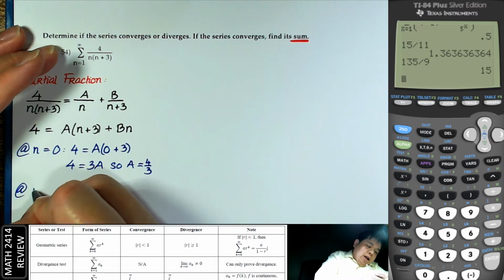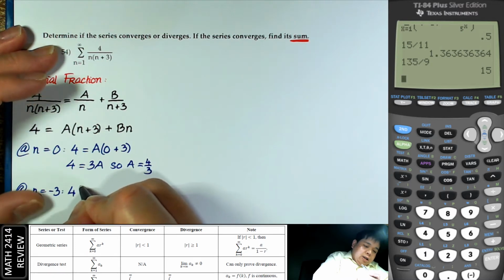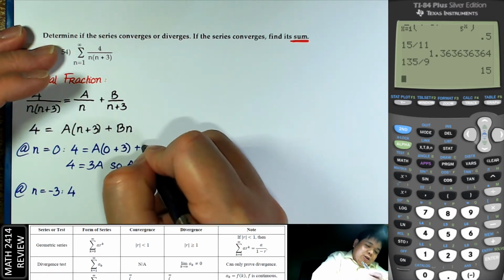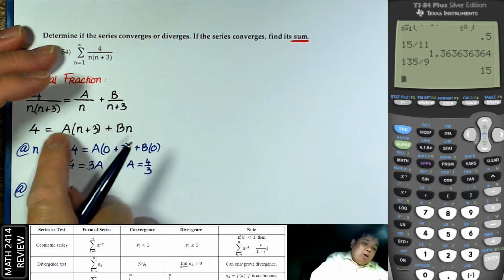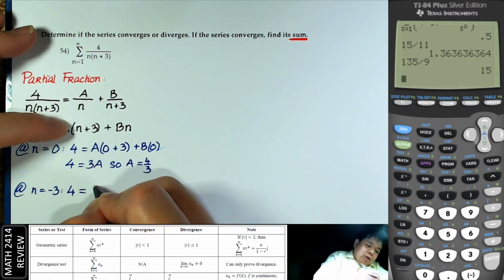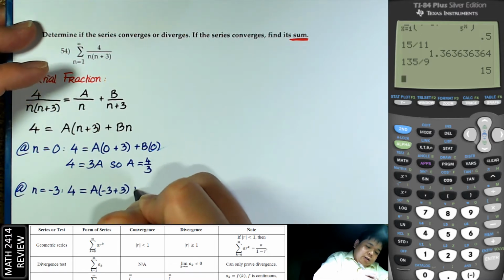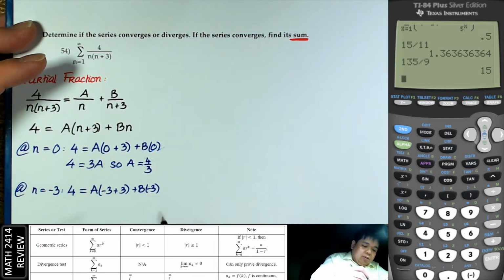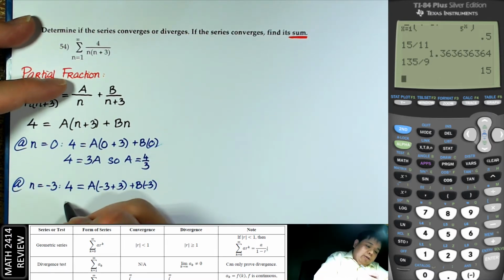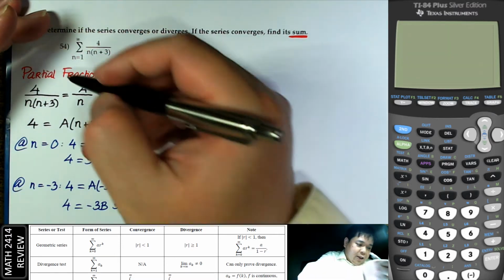Now when n is equal to negative 3, I put b times 0, so we put 0 for n, and that one is gone. Right, next put negative 3 in for n, so that one is gone. We have 4 equal to negative 3b, so b is negative 4 over 3. So that is our partial fraction.